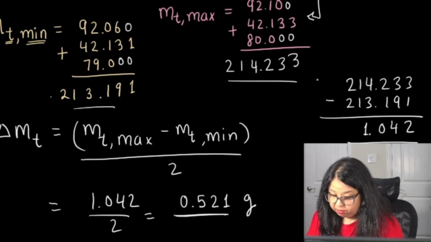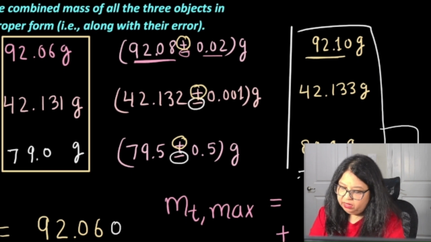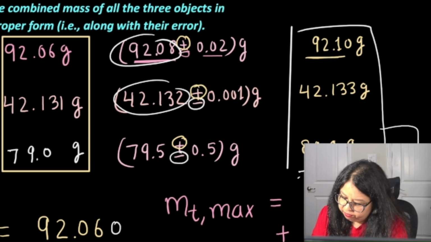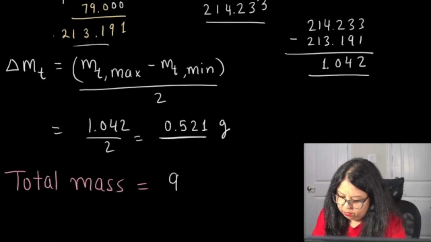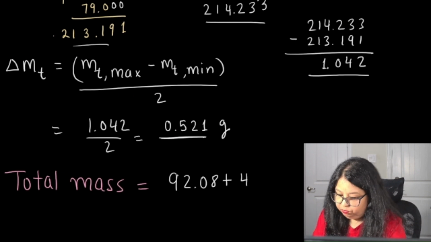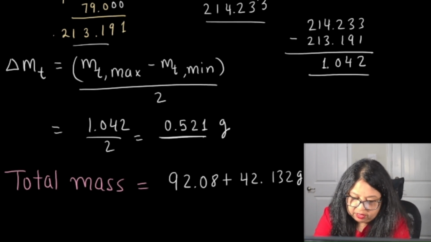So this is our combined mass's error. To find the combined mass, you're going to add these values of M. 92.08 grams plus 42.132 grams. Okay, I don't need to write grams yet.